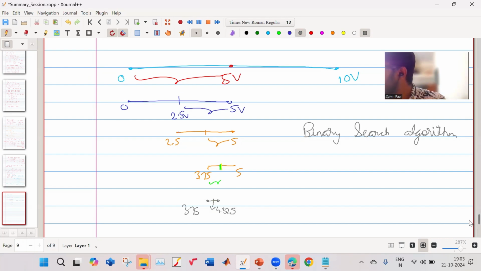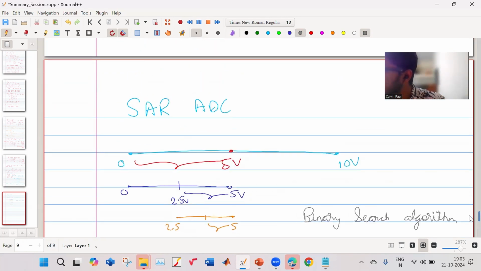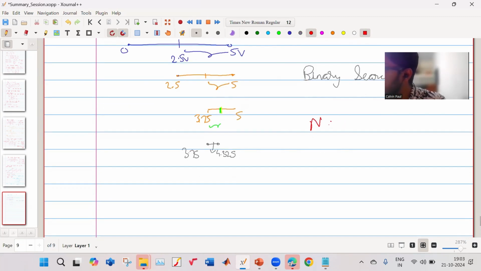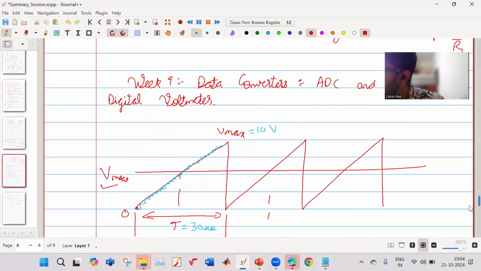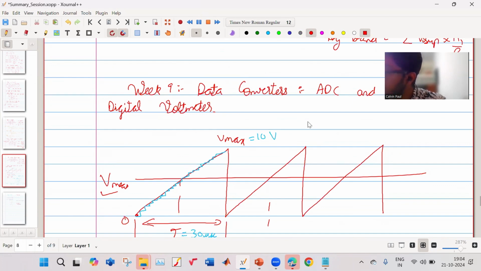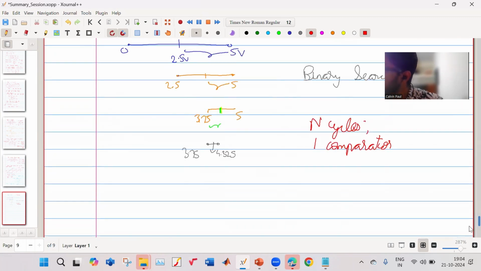So it works on the concept of this binary search algorithm. Next, suppose it is an n-bit ADC. It will take n cycles to find it. Also, you must remember it will compare one at a time, so it only requires one comparator. This digital ramp type voltmeter will take 2 raised to n cycles, and this also has only one comparator. Another type is known as a flash ADC.